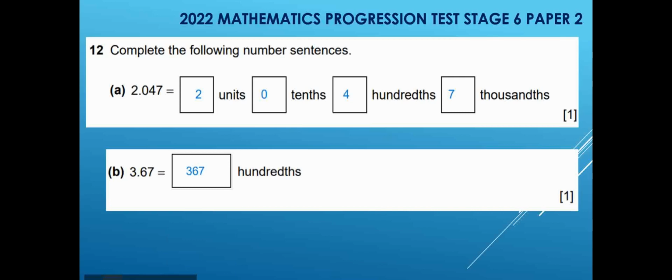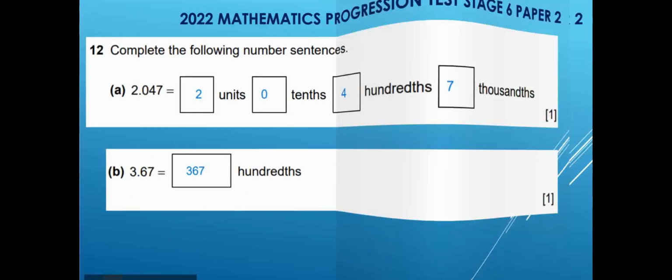So as we know, one digit after the decimal is tenths, and next is the hundredths place. So how to fill the box is we write all the numbers up to the hundredths place. That will be 367.